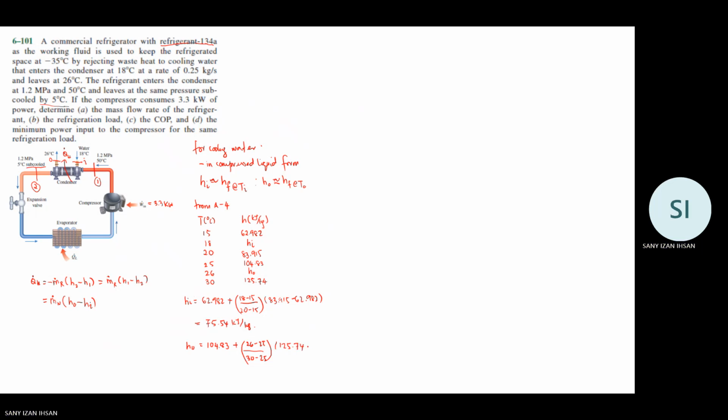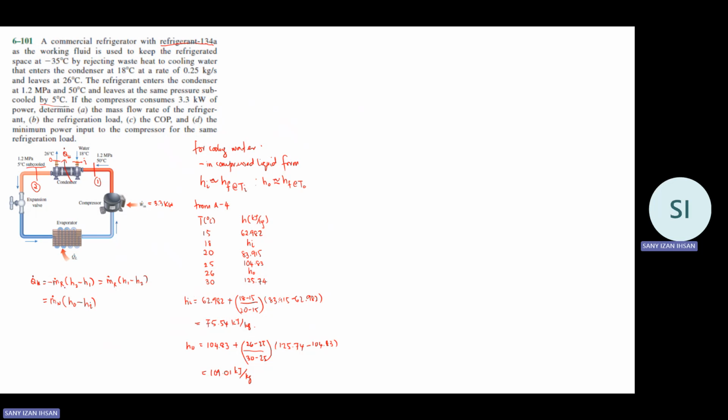And then 1 to 5.74 minus 104.83. And again, if you do that, your answer will be 109.01 kilojoule per kilogram. So we already have Hi and H naught.